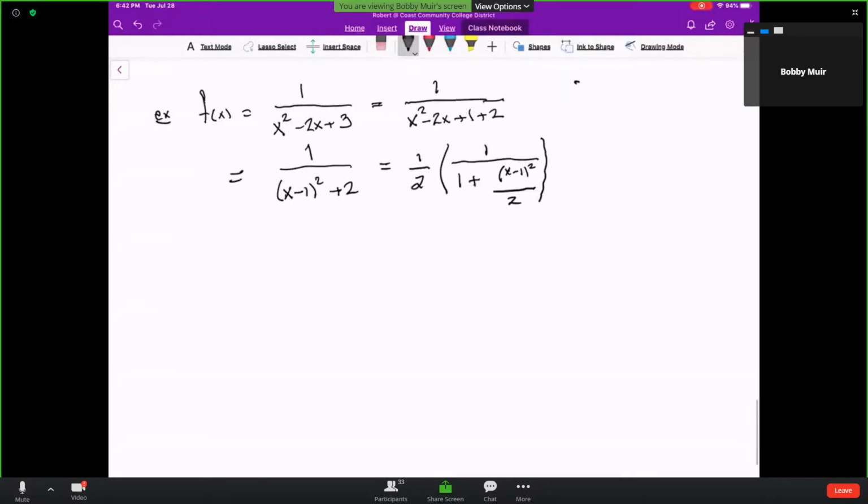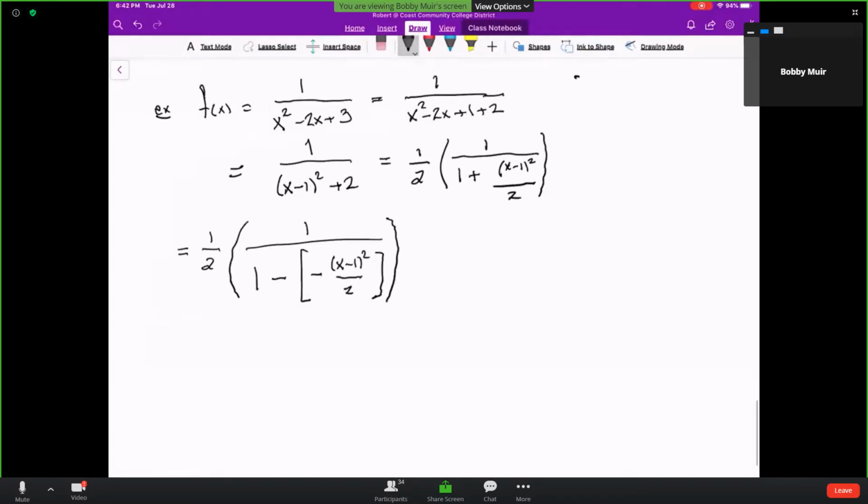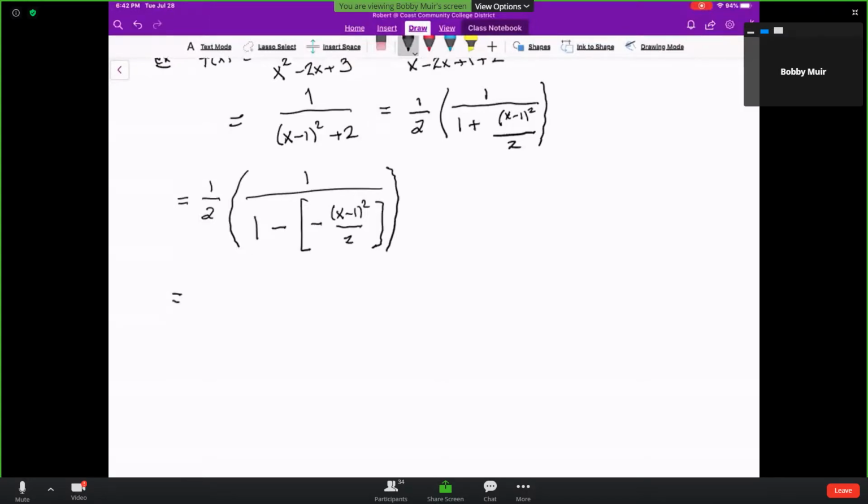Okay, now let me really get in here with this. 1/2, then it's going to be the 1 over 1, whoops, I meant to say minus negative (x minus 1) squared over 2, like so. So as long as I did all my factoring correctly, that's what I get. Okay, so now you just shove it into the series.